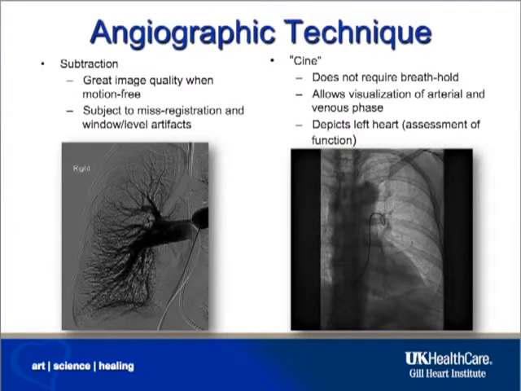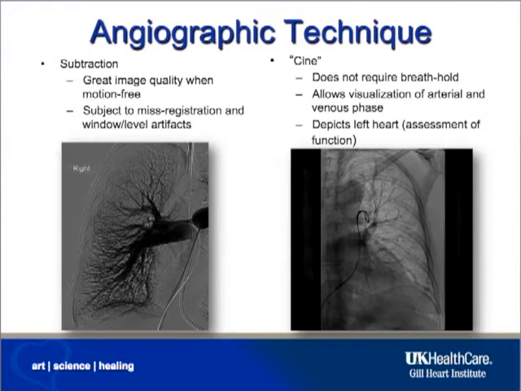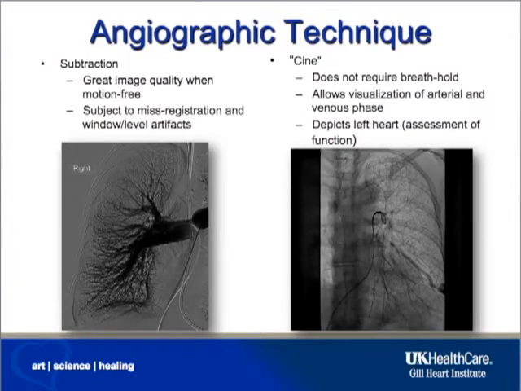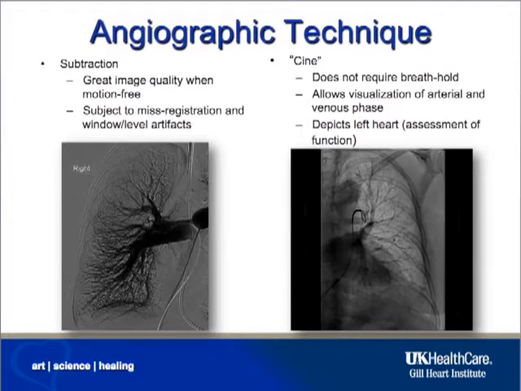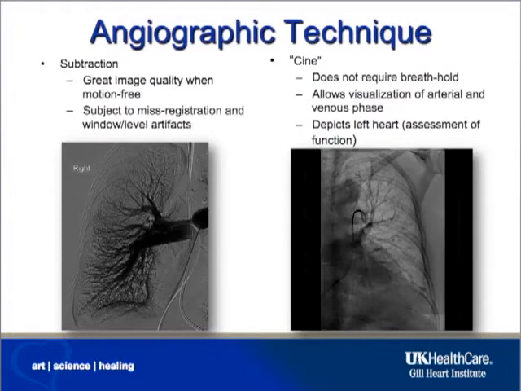Subtraction imaging allows for high definition of the pulmonary arteries. However, there is a tendency for motion artifact to occur in patients who cannot cooperate with a breath hold. In these patients, cine acquisition is a useful technique as it does not require the patient to hold their breath. This technique also allows visualization of the arterial and venous phase and can show left ventricular size and function.